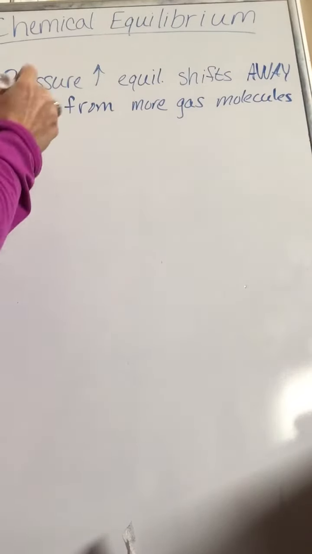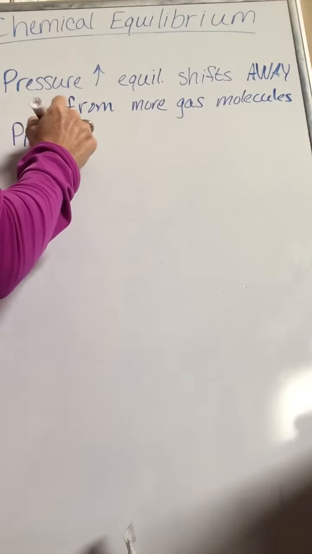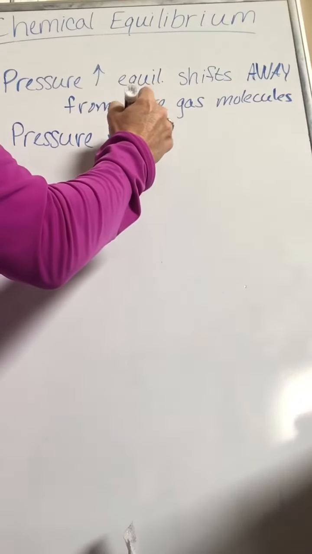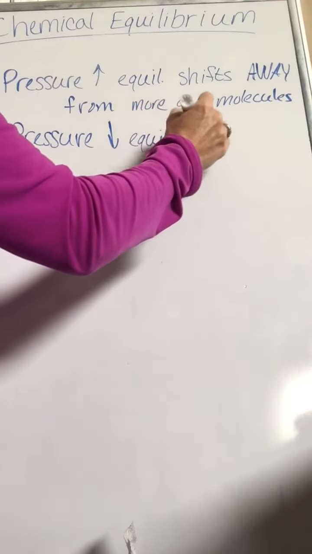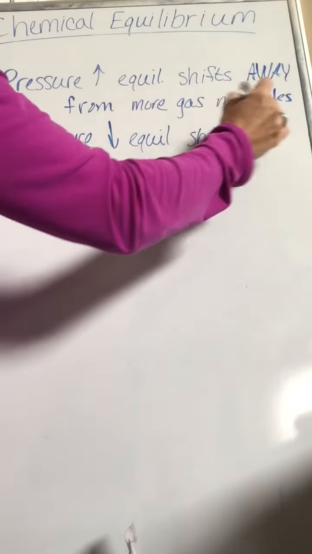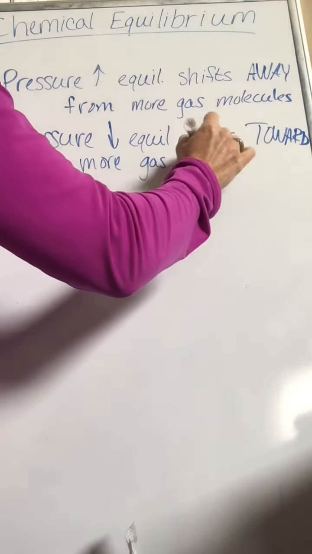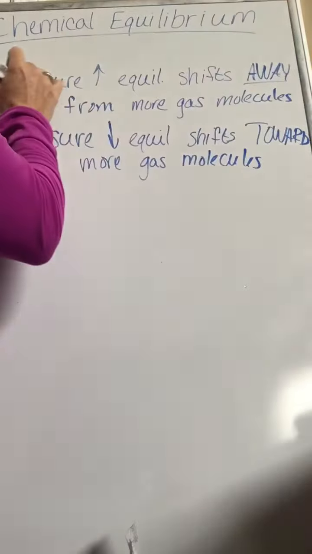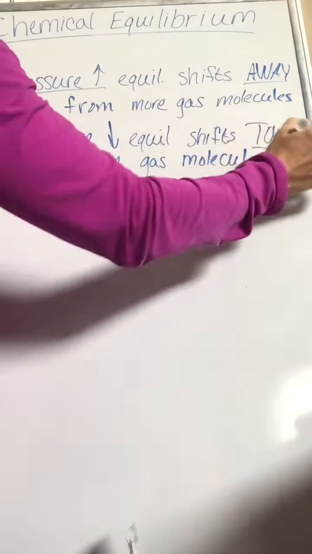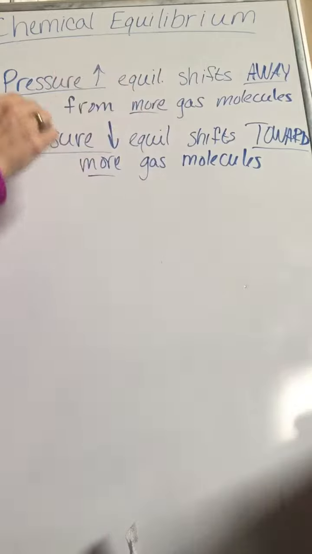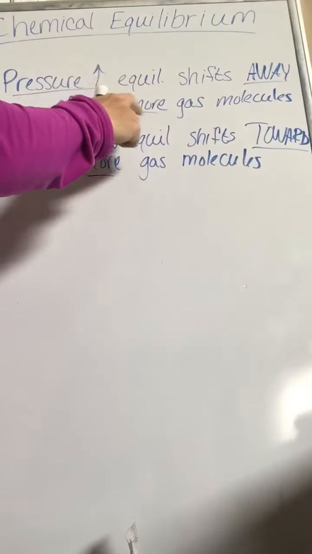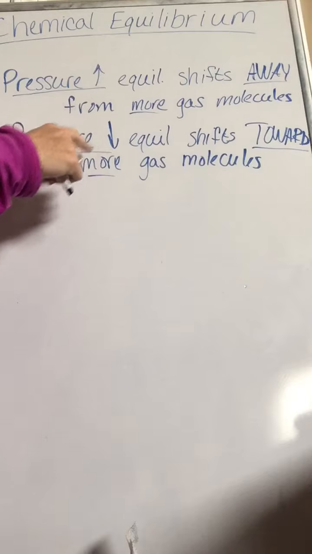Okay, and then of course the inverse of that is when the pressure decreases, the equilibrium shifts toward more gas molecules. All right, so you need to know that when it decreases, it goes towards more. So when pressure increases, the equilibrium shifts away from more gas molecules. When pressure decreases, equilibrium shifts towards more gas molecules.